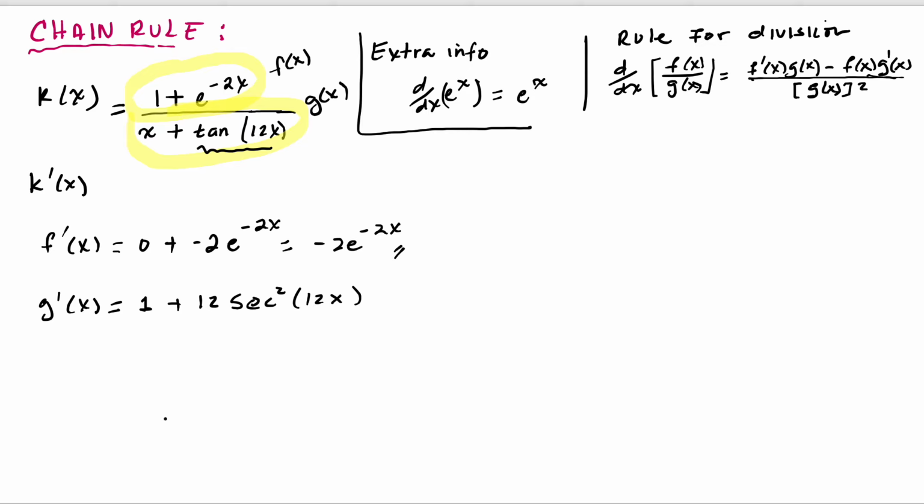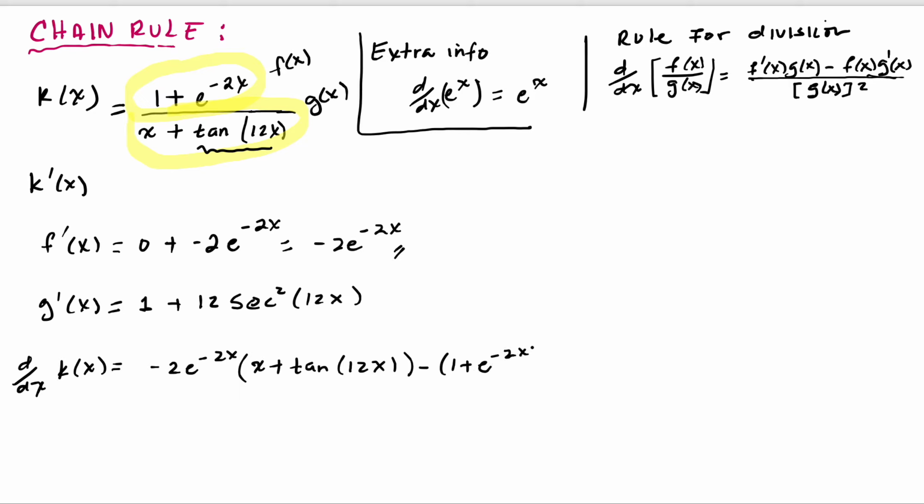Let's put everything together now. The derivative with respect to x of k of x is equal to f prime of x, which is negative 2e to the negative 2x, times g of x, which is x plus tan of 12x, minus f of x, which is 1 plus e to the negative 2x, times g prime of x, which we just found out is 1 plus 12 secant squared of 12x.